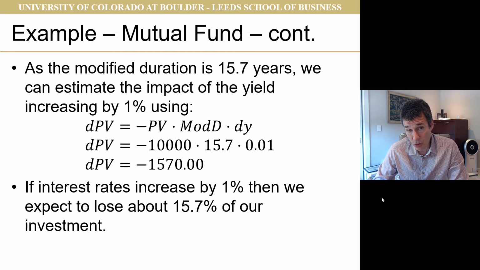If interest rates go up by 1% on that intermediate term fund, we expect to lose about 5%. If interest rates go up by 1% on this longer term fund, we expect to lose 15.7%, quite a bit more. Longer term bonds are affected by interest rates more than shorter term bonds.